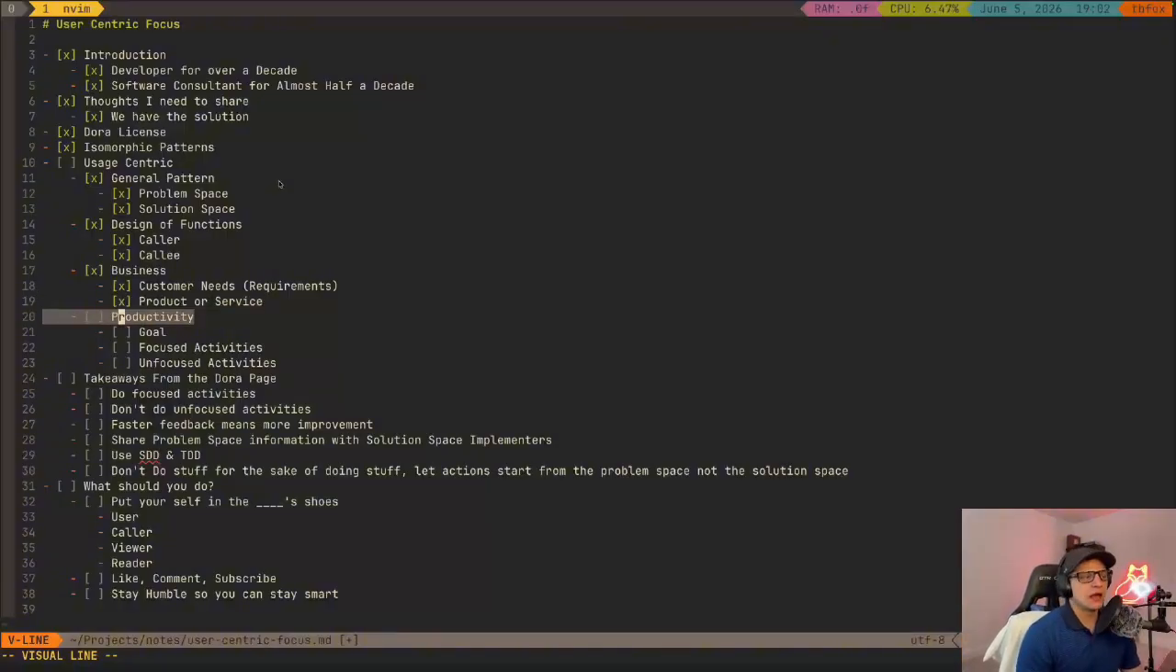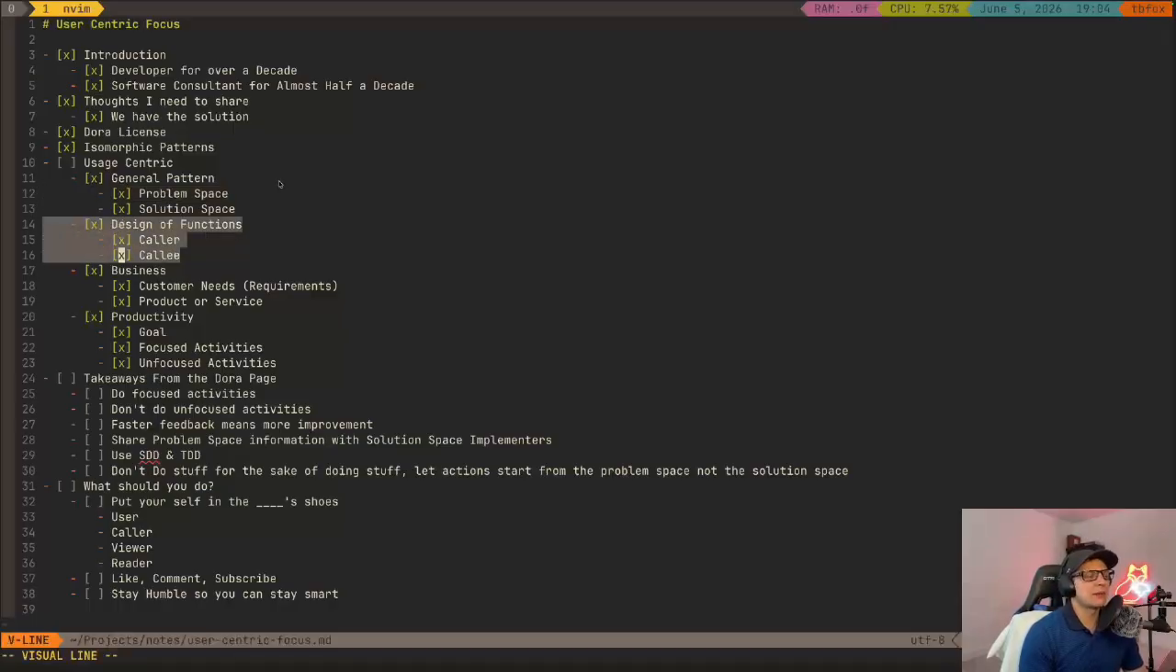In productivity, I might have a goal, and my goal right now is to make a YouTube video. Anything I do that is not serving making a YouTube video isn't a part of the solution space. The goal in this case would be the problem space. In general, the pattern that I'm thinking about here is I have a problem and I have a solution to that problem. And there are different characteristics that I can start to think about.